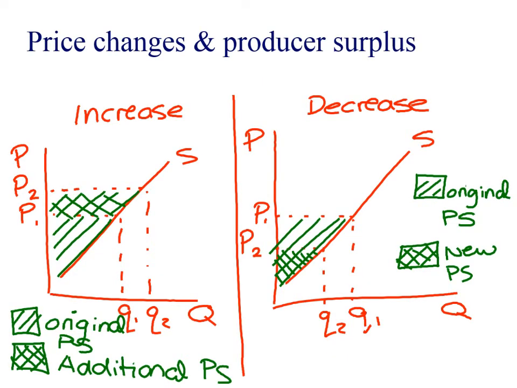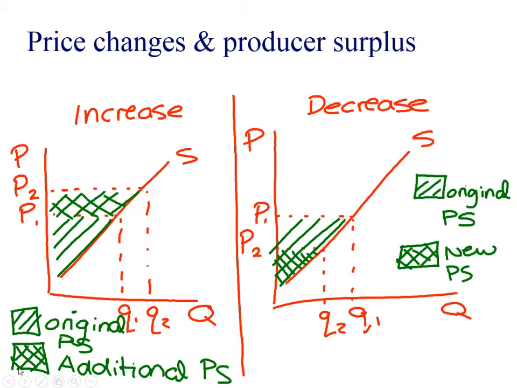And you're likely to get a question on this. If you do get a question in the exam, you're likely to get a question on a change in the price. How does that affect the producer surplus? So on the left-hand side, here we have an increase in the price, and you've got your original producer surplus, this triangle here, and then if you increase the price, you've got an additional producer surplus up here.